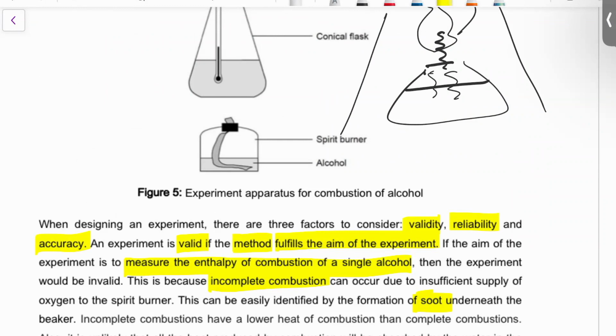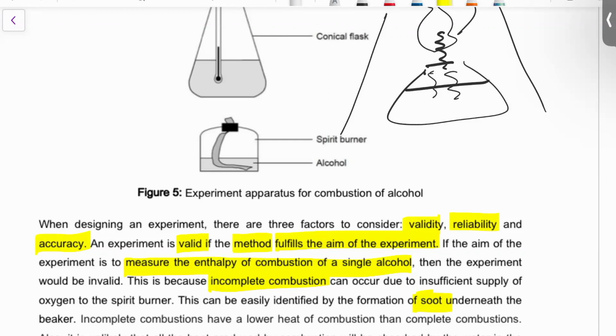So your intention isn't to measure it for one reaction. Your intention is to compare enthalpy values between 4 different alcohols. And then you actually did the 4 different alcohols and you got a nice looking trend and you were able to actually compare the numbers. Then in that case, your experiment would be valid.